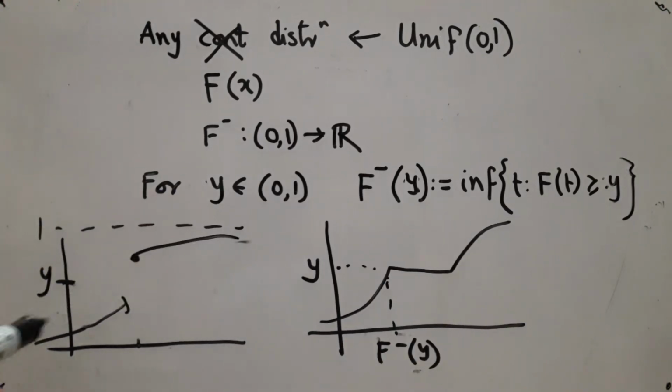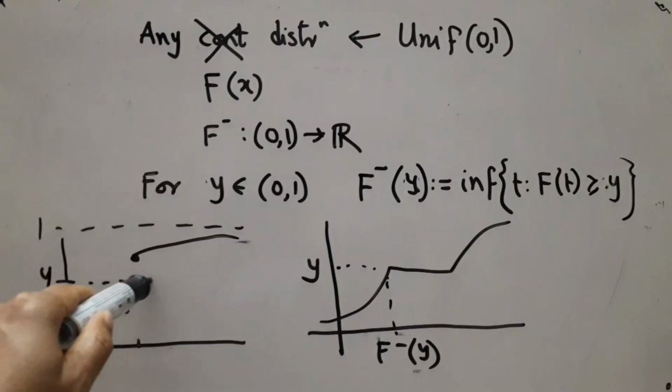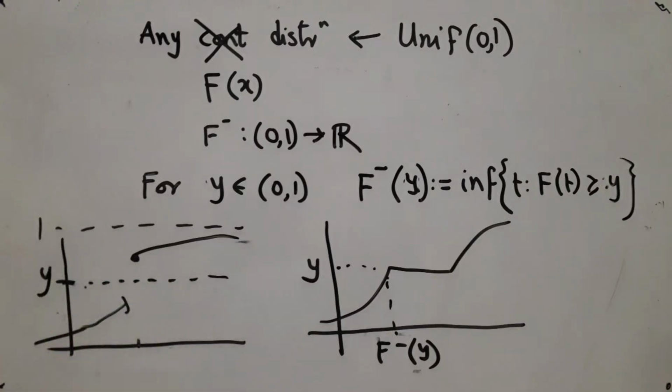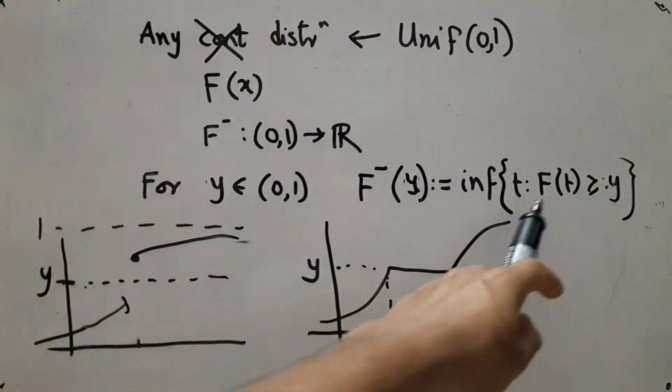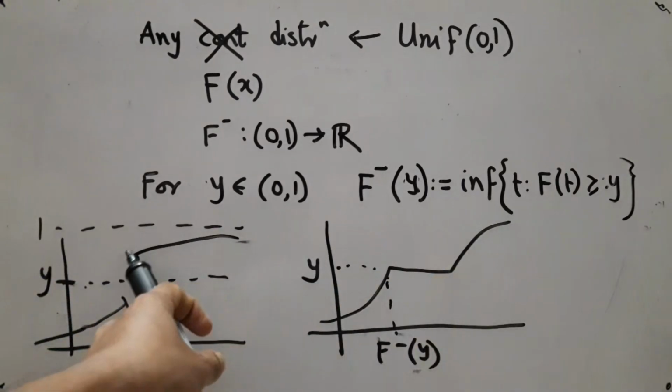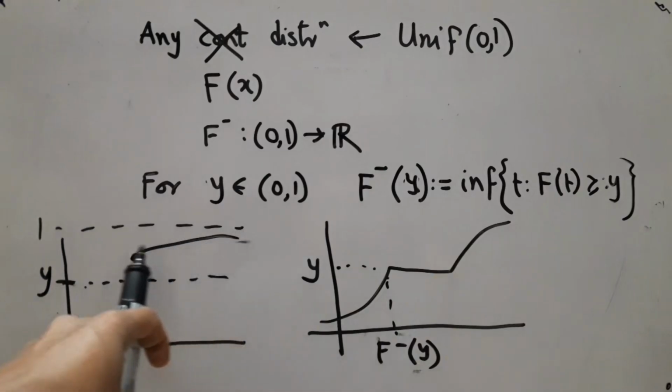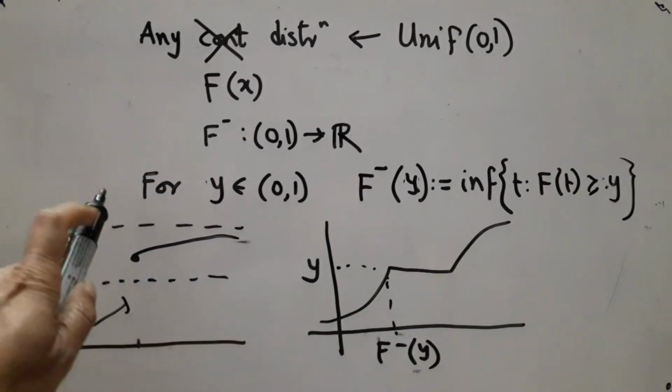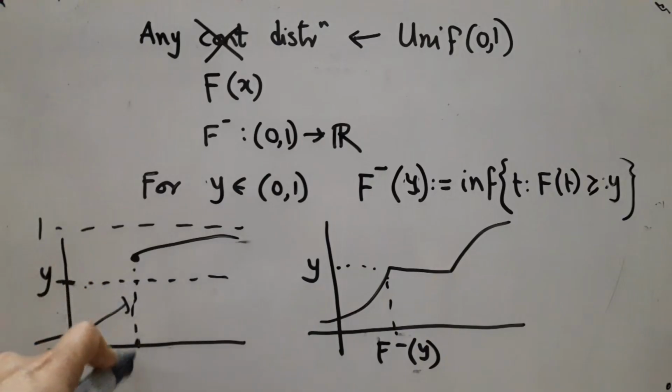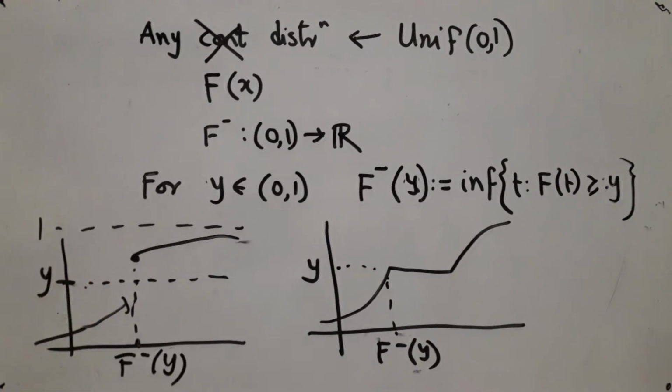If the graph of F_X has a discontinuity, so there is a gap, and your y happens to be a value that is inside the gap, in that case you will again consider all F(t) greater than or equal to y, so in this case this part, you will go to the left-hand point, the leftmost point, so your F^-(y) will be this particular value of x.